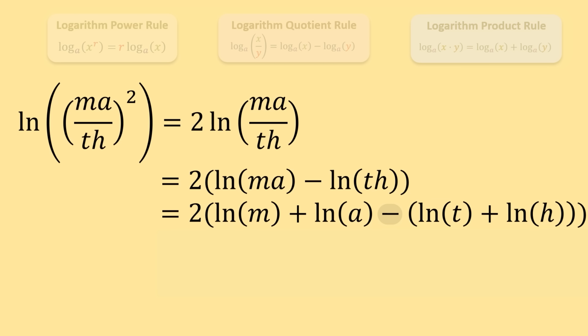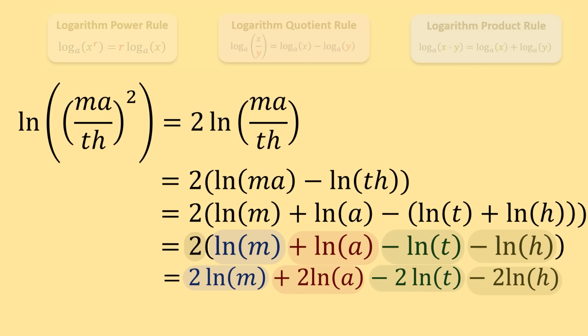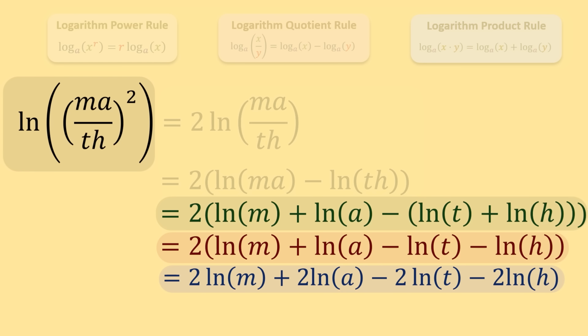I can also distribute the negative symbol into both logarithms and have negative natural log of t minus natural log of h. Remember, I have been carrying this 2 multiplied by everything down since the beginning, which can also be distributed to all terms, and it gives us this form. Now, to me, all 3 of these lines are sufficient as a final answer. They all represent the same thing. But I am not your teacher, so make sure you read the directions to see what is required in the final expanded form. Moving on to another problem.